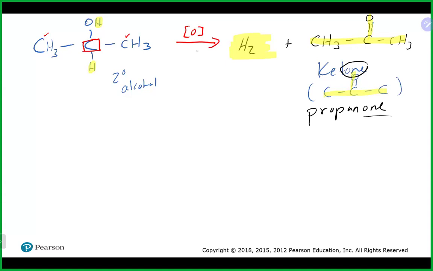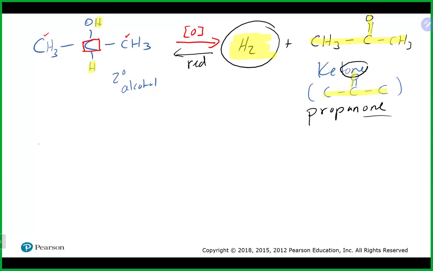By the way, if you head in the opposite direction, starting on the right-hand side and going backwards, that is the reduction reaction. The opposite reaction is going to occur. You're just going to throw those H2s back on, that double bond, basically, and you'll get back to your alcohol. Any questions on a secondary alcohol there?